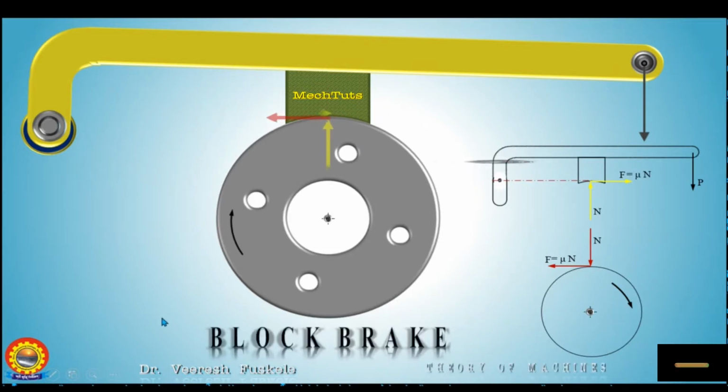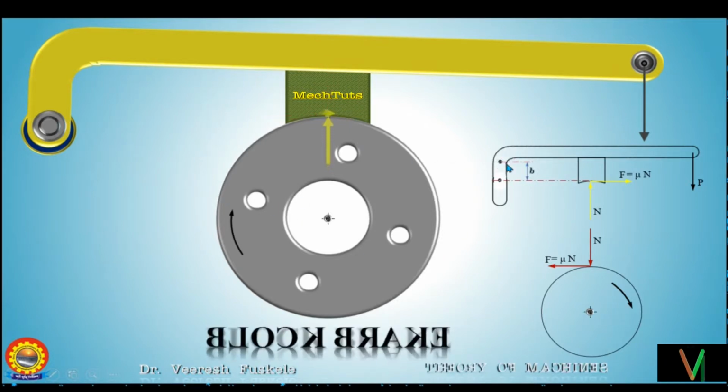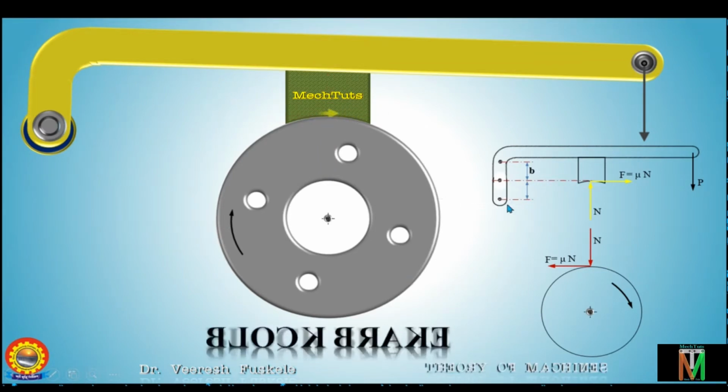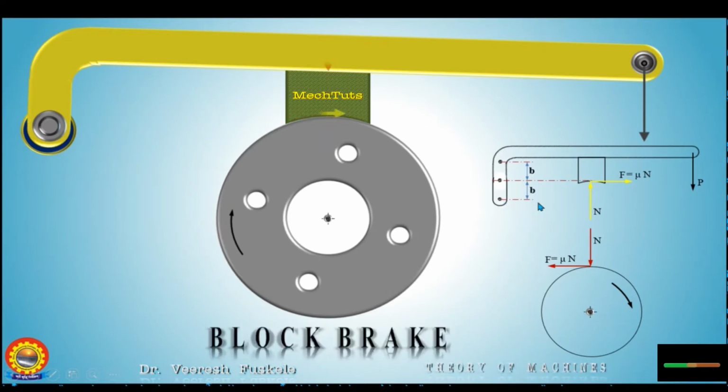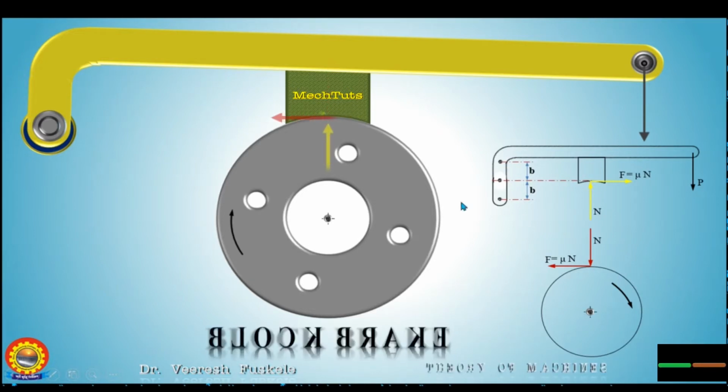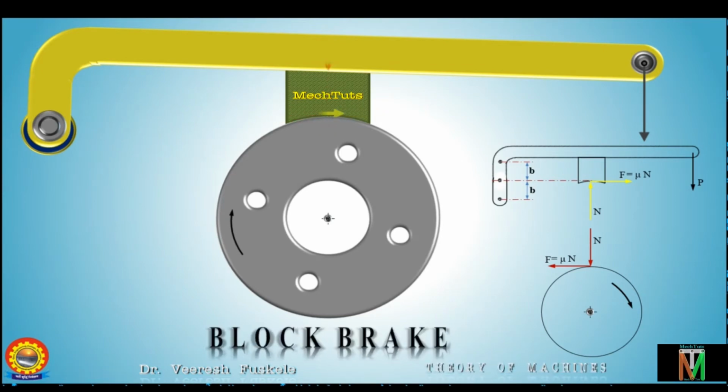Suppose it is pivoted here, and this will be at a distance of b from this line passing through the point of contact. Similarly, it can be at this position also. In this position, it will be below the line passing through the point of contact, and the distance may be b, suppose. So these can be the various positions of the fulcrum point. Let us see them one by one, how the force analysis can be done.